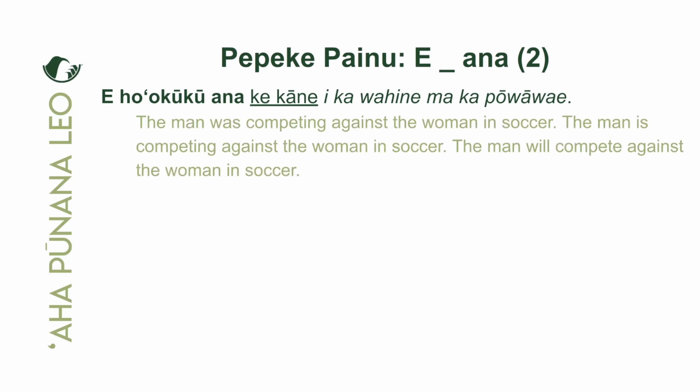Okay, the man was competing against the woman in soccer. The man is competing against the woman in soccer. And it could also mean the man will compete against the woman in soccer, depending on the context. All right, so hoʻokūkū means to compete. We know what ke kāne is. We know what ka wahine is. Pō wāwae is the word for soccer. All right. So it could mean any one of these contexts depending on the situation.